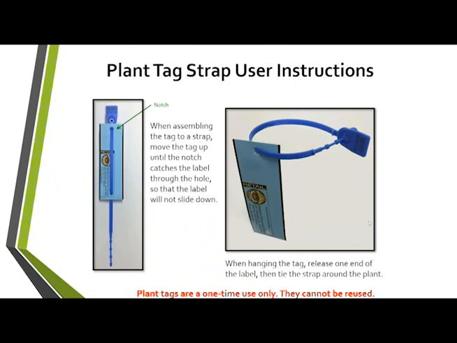The other thing I'll note on the tags is that they're actually reusable straps. There are 3 notches on there. So if you need to readjust it as the plant grows, you can cut it off and use the next notch to reattach it to another branch.